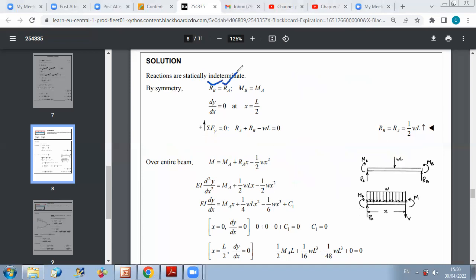And here, for the X reactions, AX and BX, you know that they are opposite, okay? And you can tell me that we didn't find them. So how can we make sure they are 0? In this problem, you don't have a load in X. So this can justify it, because you don't have a load in X at all.